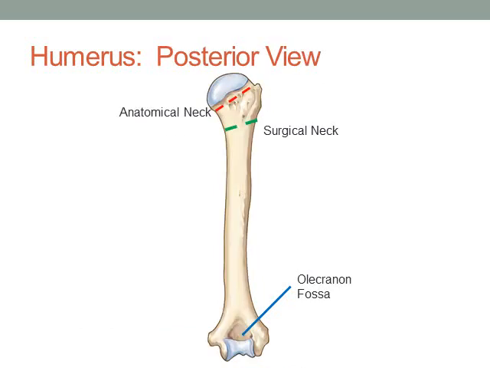The posterior or back image of the humerus shows you the anatomical neck, the surgical neck, as well as a new structure called the olecranon fossa. That's a fossa where the olecranon, or the big bony piece on the back of your elbow, is going to fit into when you straighten your elbow all the way.